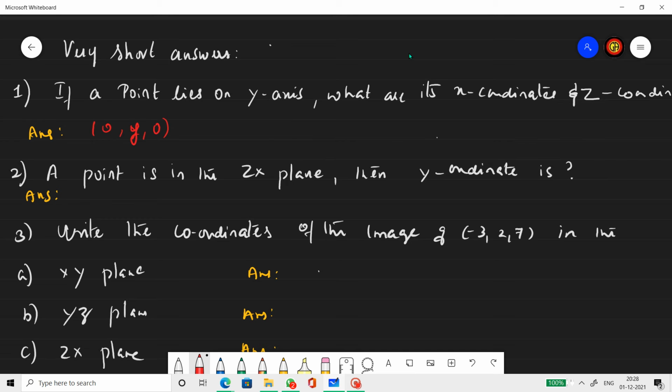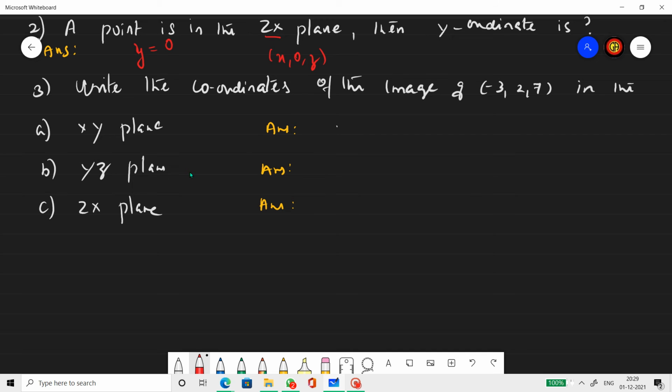Question number 2. If a point is on zx plane, what will be its y coordinate? 0. Y coordinate of the plane will be 0, because any point on zx plane will be x, 0, z.